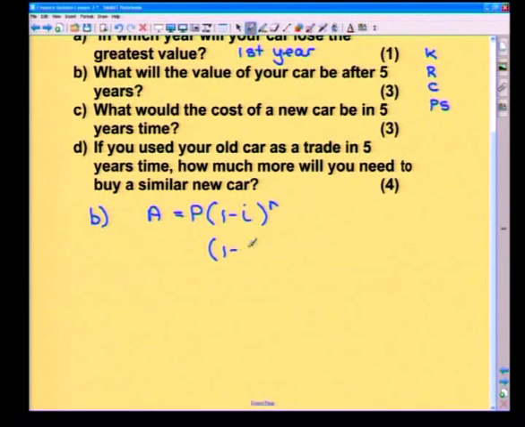So it's going to be 1 minus 0.13, and it's after 5 years. And the value of the car was originally 100,000. Right, so now looking at that, let's pull our calculator up.